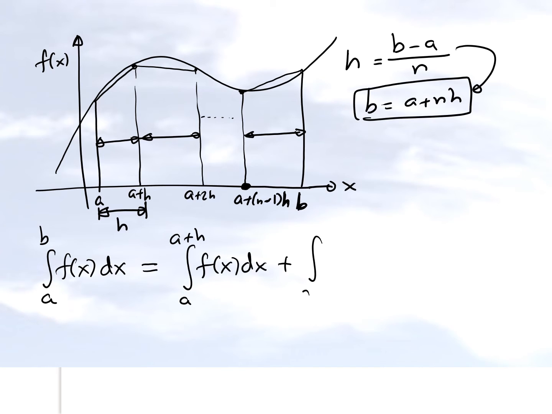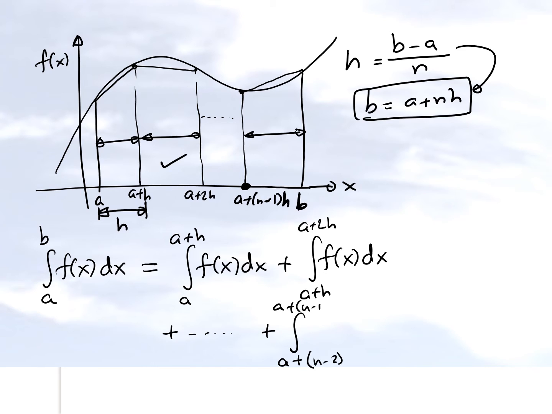And then the next integral is going from a plus h to a plus 2h, which is right here, and that will be this. Then there are many integrals here. And then maybe the second last integral will be like this. And the last integral I'll have is this one. So this is the last integral right here, shown here.